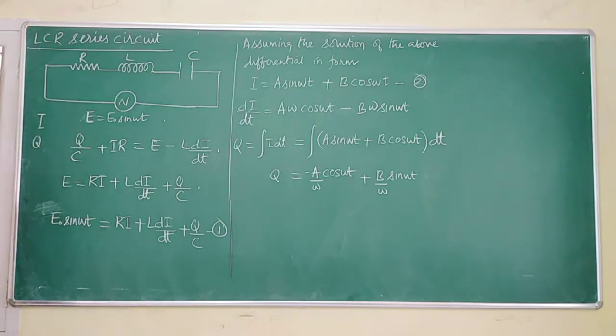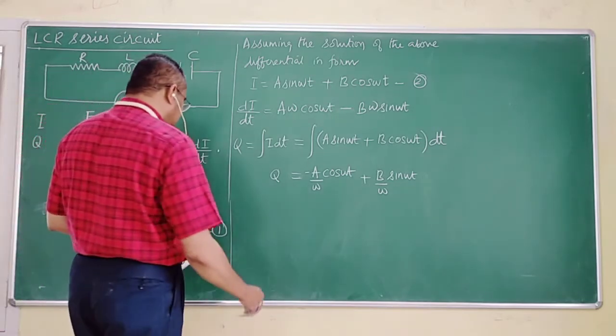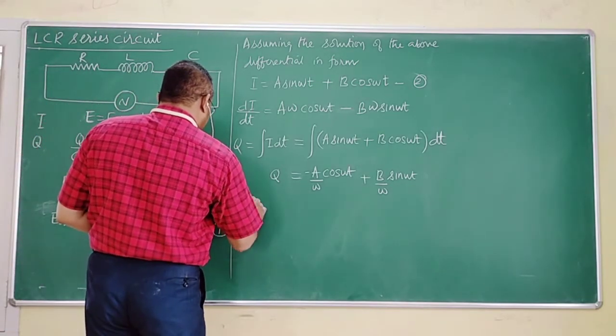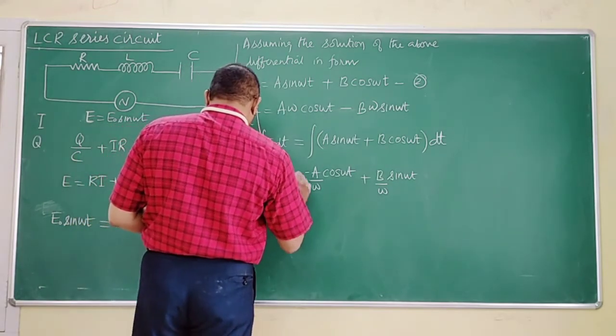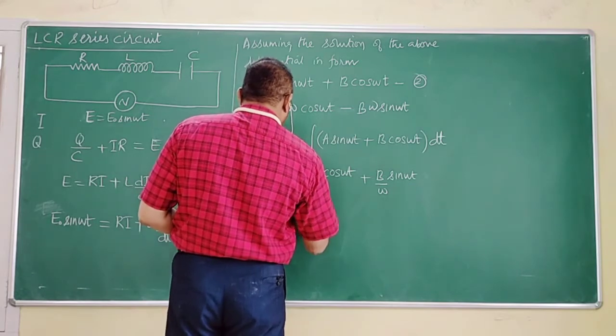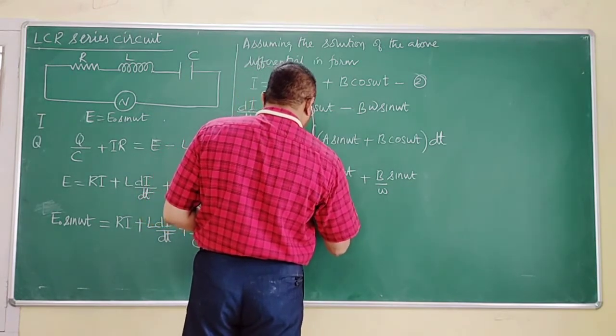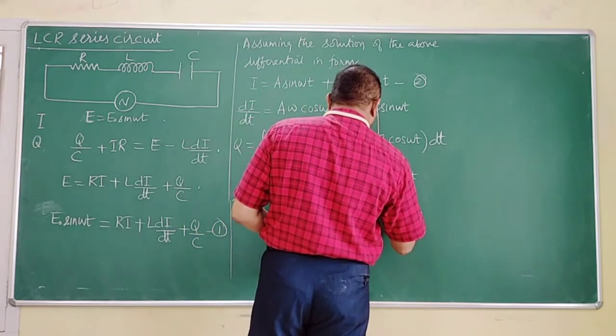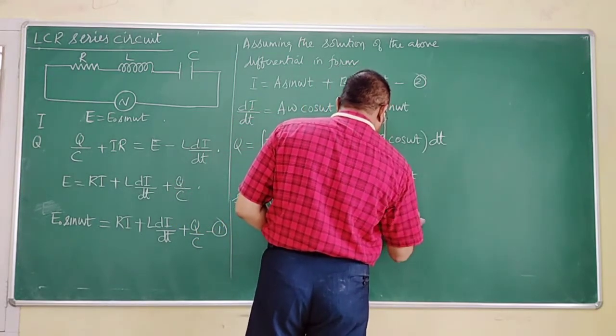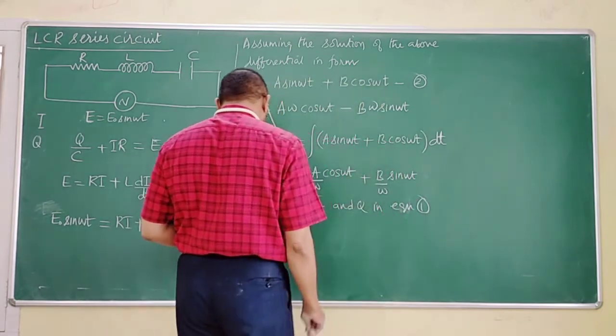So the values of I and Q and di by dt we have to substitute in equation 1. Okay, sir? Substituting di by dt and Q in equation 1. What do you get?